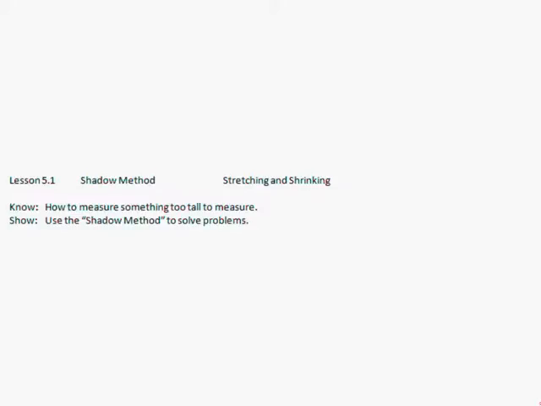Okay, this is lesson 5.1 of stretching and shrinking. We're in the final set of stretching and shrinking. During this one, we're going to learn something called the shadow method. We're going to learn how to measure something that is too tall to measure. So we're going to use the shadow method to solve problems.